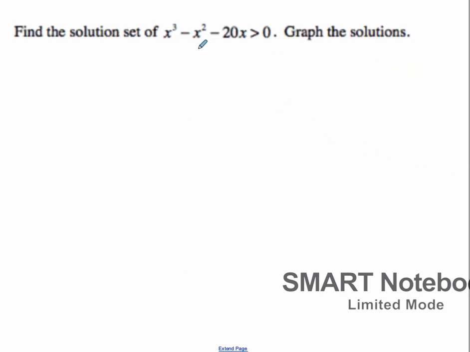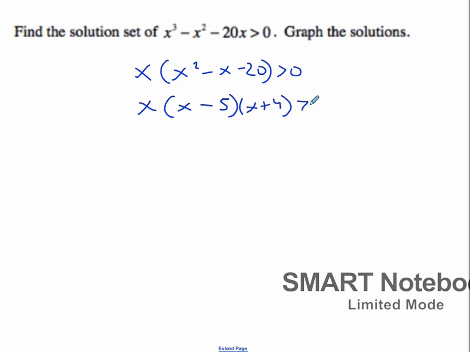Okay, now next one is a cubic, and we can actually factor the GCF first. Then we have x squared minus x minus 20 greater than 0. So we have x times x minus 5 times x plus 4 is greater than 0. Now, even if you don't know what the graph looks like, we can still use the diagram method. If this was just solving for when it equals 0, then we'd have three answers: negative 4, 0, and 5. So we need to plug in numbers between those values to figure out if it's positive or negative.